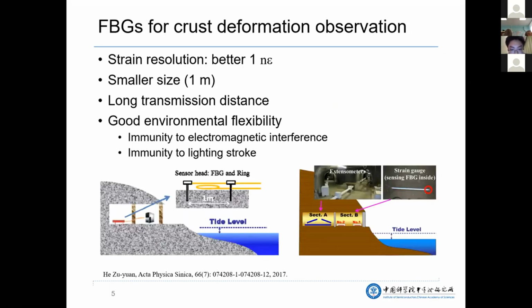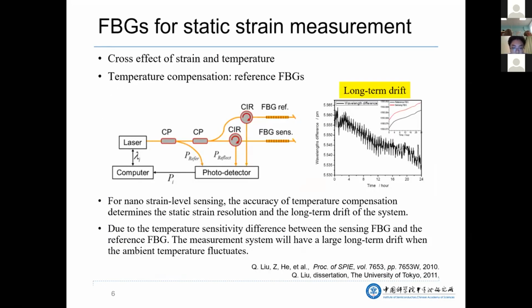Recently, FBGs are used for crystal deformation observation. They have many advantages, such as high resolution, small size, long transmission distance, and good environmental flexibility. However, for FBG sensors, the cross effect of strain and temperature is an important issue. Usually, a reference FBG is used for temperature compensation.